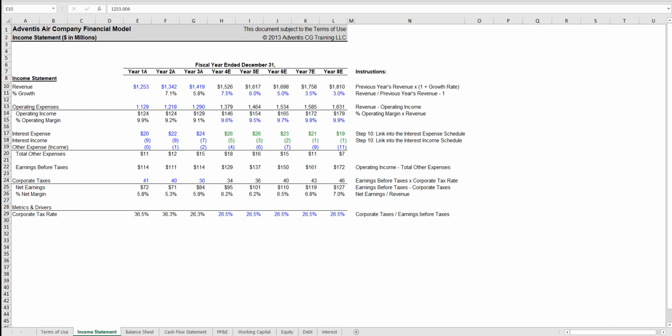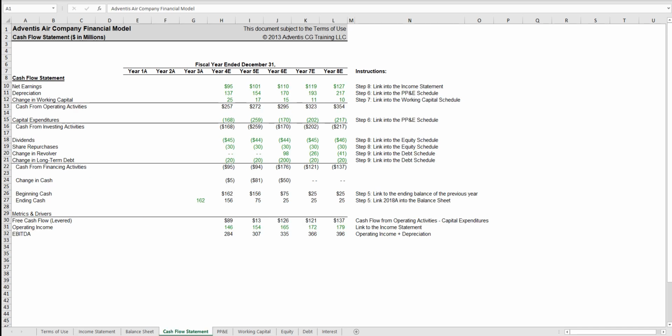Then we account for any other expenses or income. Then, after subtracting out total other expenses, we get to our earnings before taxes. From here, we take the corporate tax rate to calculate the taxes that the business owes, and then we subtract them from earnings before taxes, and we get our final net earnings or net income number for the year.